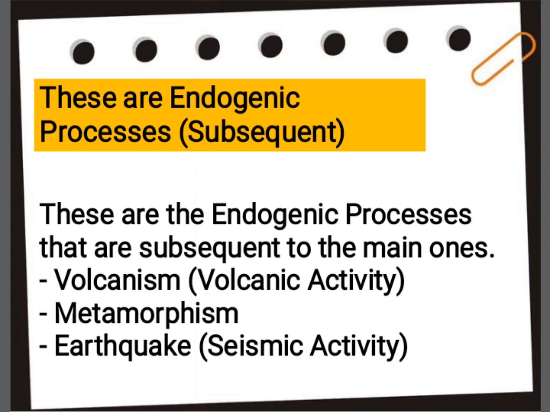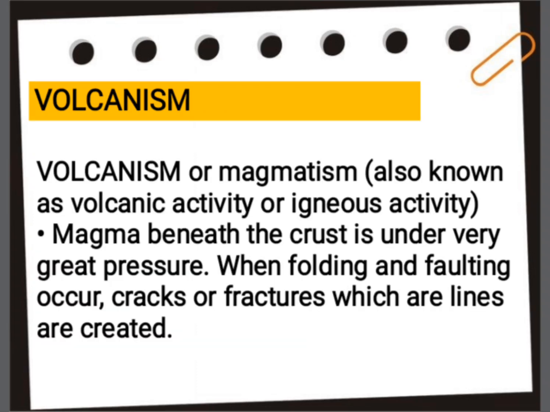Since we are done with the main endogenic processes, let's go to the endogenic processes that are subsequent to the main ones. These are volcanism, also known as volcanic activity. The second one is metamorphism, and the last one is earthquake. First, let's talk about volcanism or magmatism, also known as volcanic activity or igneous activity.